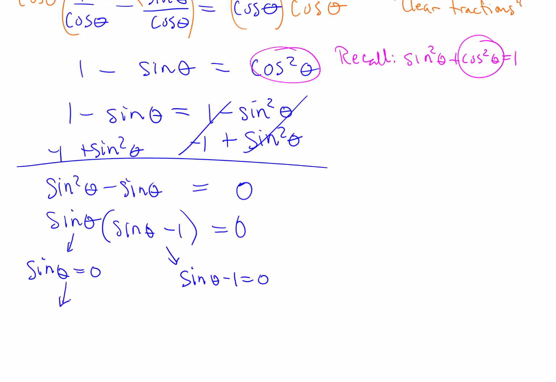Where is sine theta 0? Well, bring the unit circle back out. Sine theta is 0 on the left and right sides, where the y-coordinate is 0. That would be known as theta being 0 or pi.